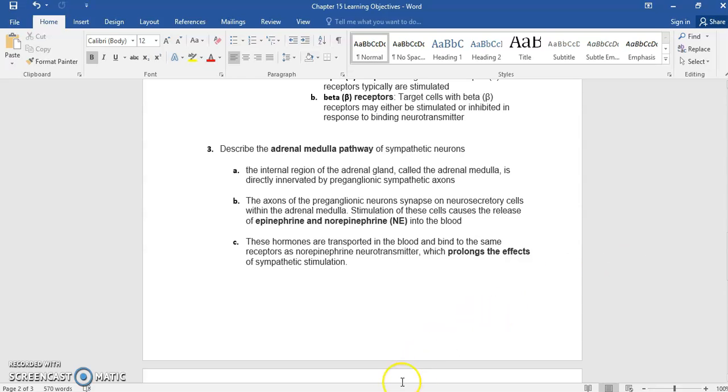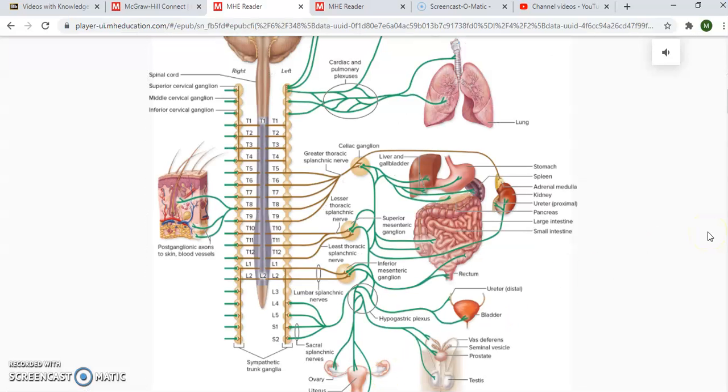Okay, so for the adrenal medulla pathway, first I'm going to have you look at this image again of the organization of the sympathetic nervous system. I want you to notice something here. First we want to locate the adrenal gland in this image. If you remember, at the beginning of lab, we had you identify a lot of internal organs using the torso model. One of those internal organs was the adrenal gland, or the adrenal glands, because there's 2 of them. And they sit on the superior pole of the kidneys. So that little yellow organ here is the adrenal gland, and this is our kidney.